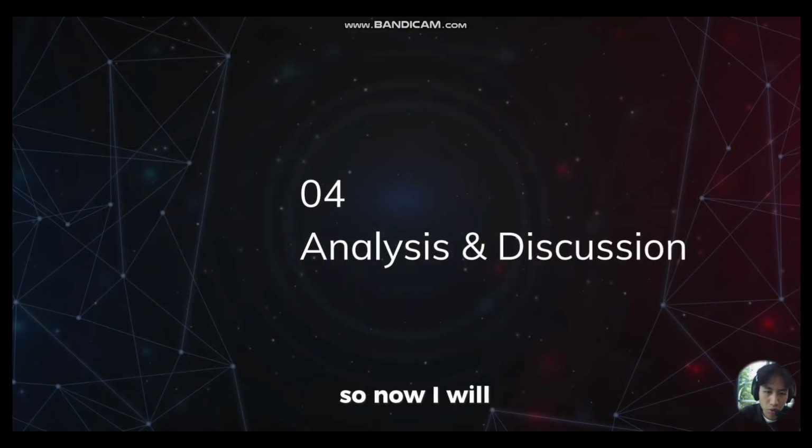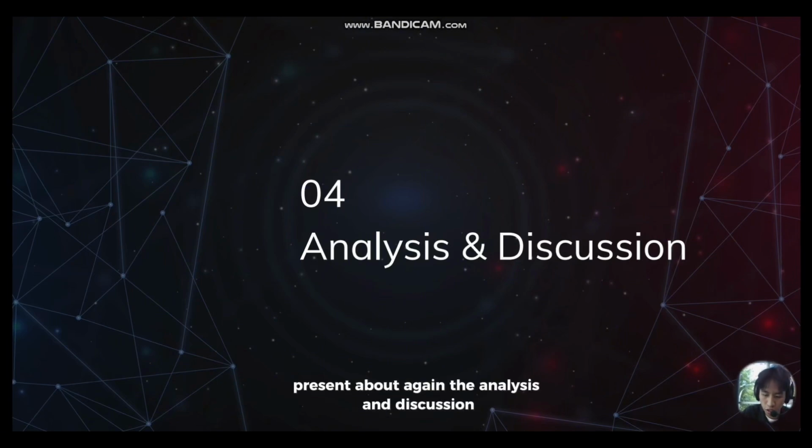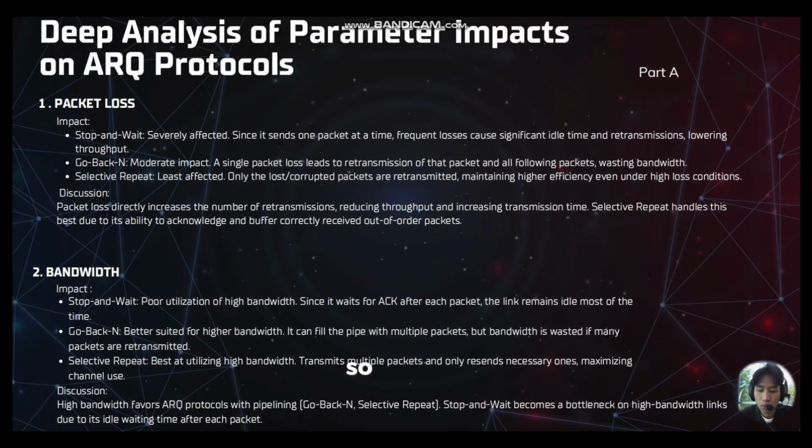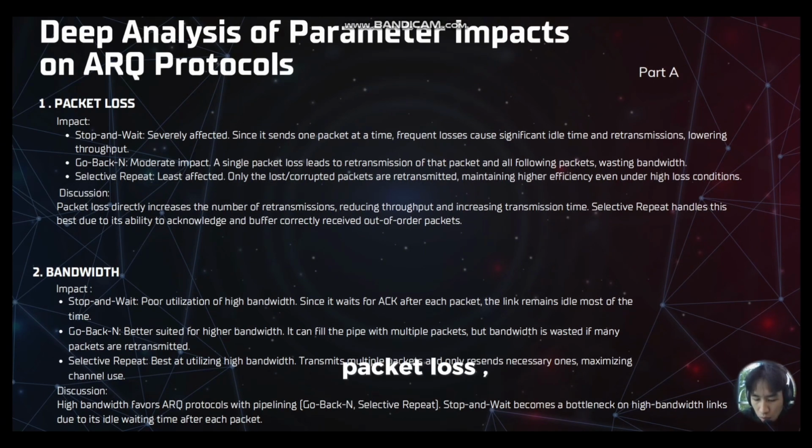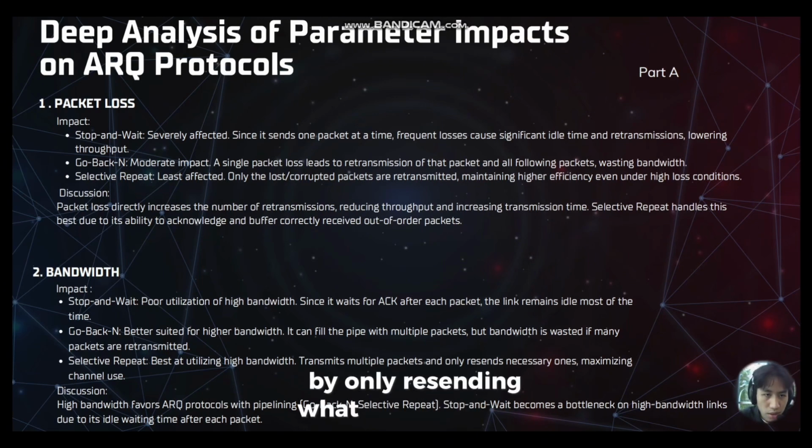So now I will present the analysis and discussion. For our simulation, we look into four key factors that affect ARQ performance: packet loss, bandwidth, latency, and timeout. When packet loss increases, stop and wait is hit the hardest, causing idle time and delay. Selective repeat handles it better by only resending where needed.